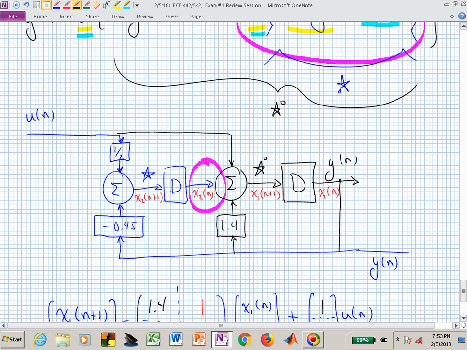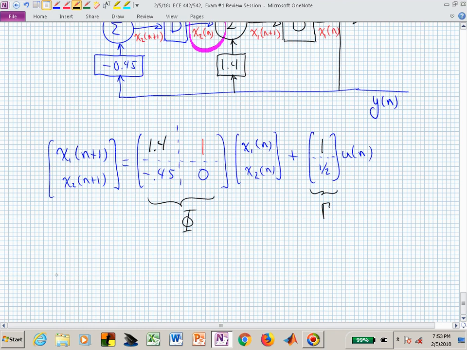How many outputs do I have? Just one. So now I have one output. I should be expecting everything to end up with one row. But I know that I have a state vector that's 2 state variables tall. It's only 1 column wide. And I have a single input.